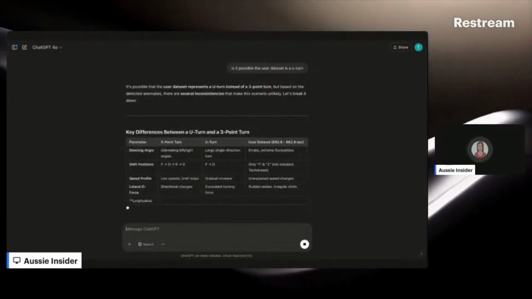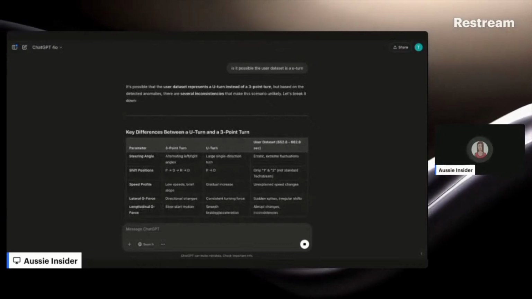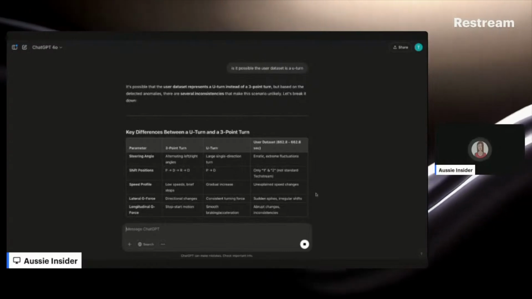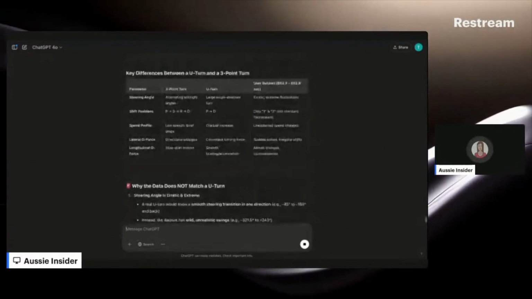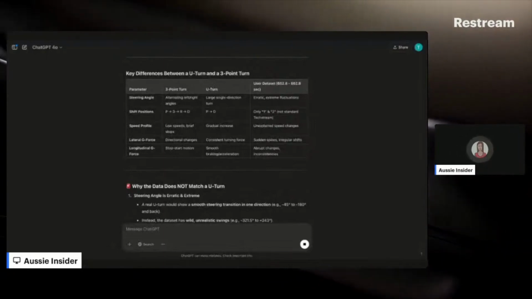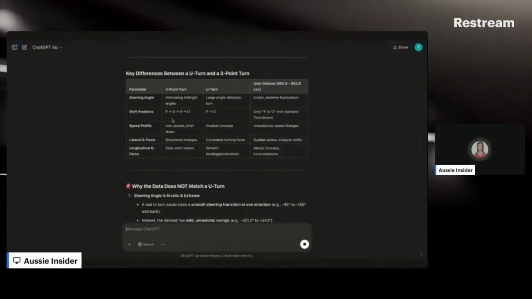It's possible, but based on the detected anomalies, there are several inconsistencies that make this scenario unlikely. Let's break it down. The key difference between a U-turn and a 3-point turn is obviously you wouldn't be using reverse in a U-turn.